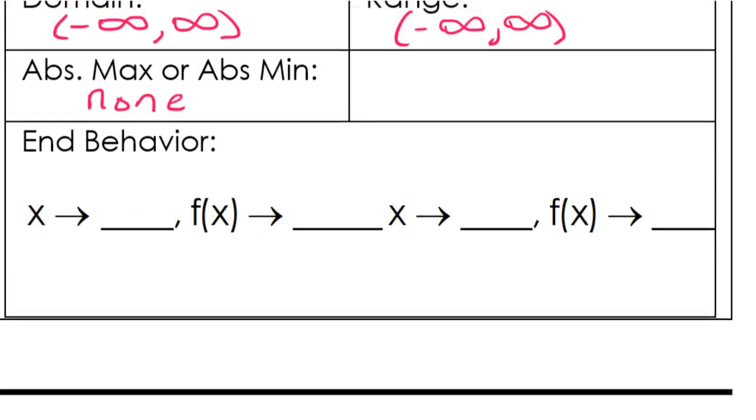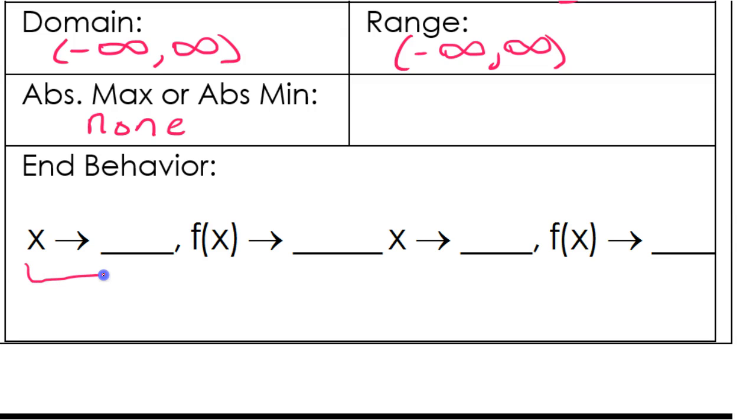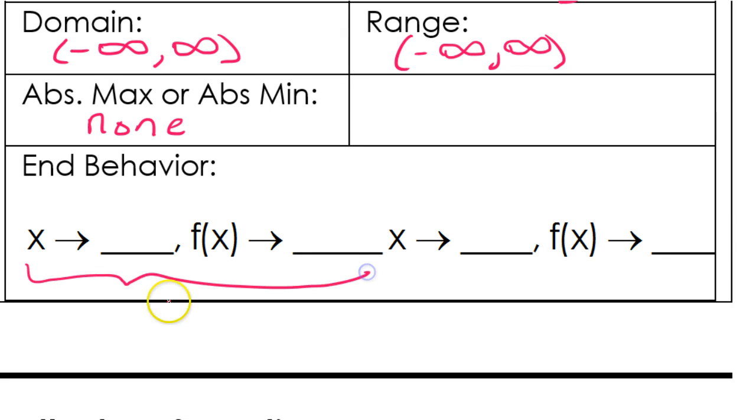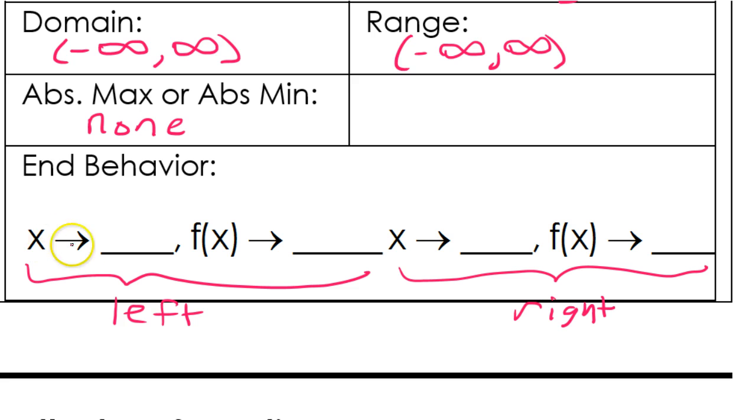End behavior is all about what is happening on the left end of the graph, and then what is happening on the right end of the graph. And specifically, on the left end, what are the x values doing and what are the y values doing? And then same thing on the right. So we're looking at what about the x values and the y values.